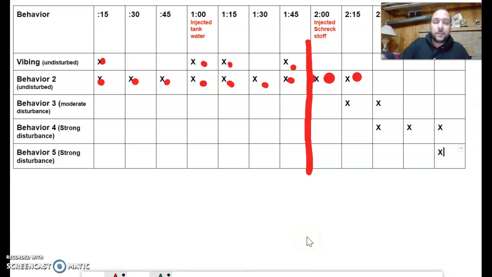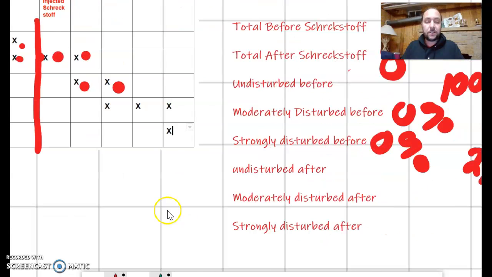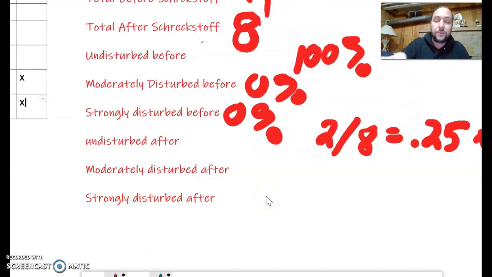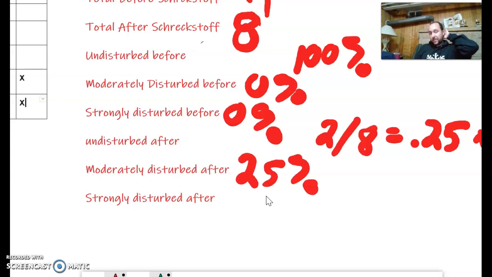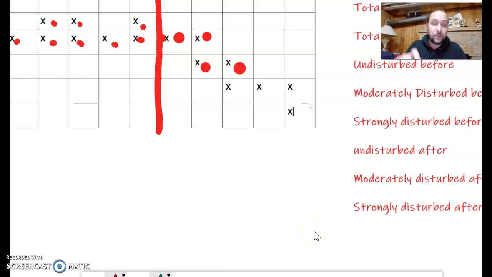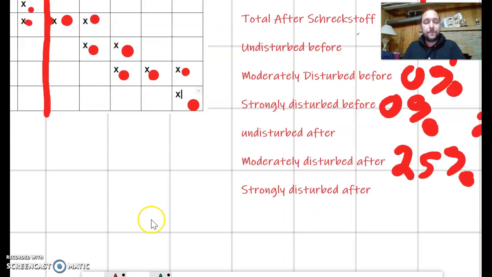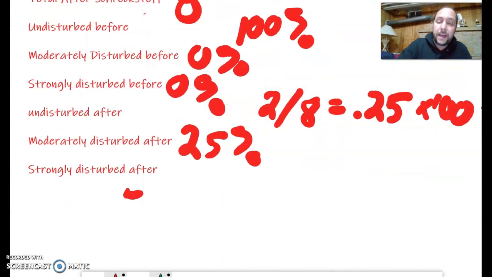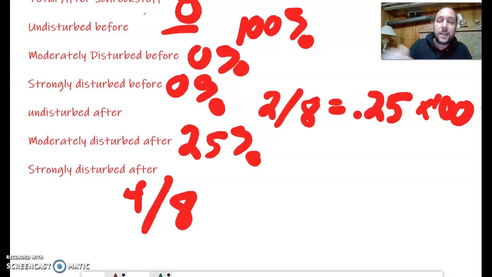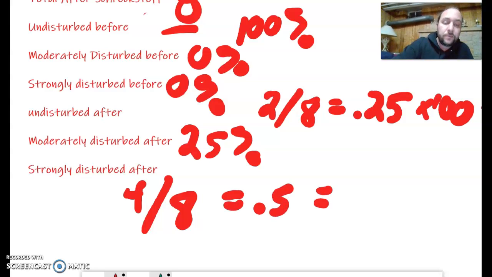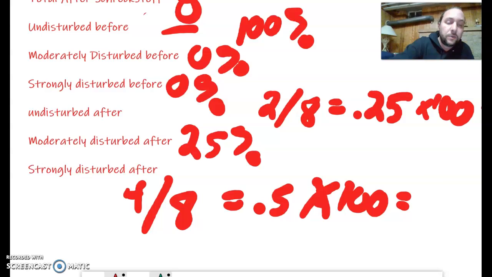Now let's consider moderately disturbed. Again, 1, 2. Right? So that's easy. I just did the math on that, so I can already say, without even having to write it all out, that 25% of the behaviors after Schreckstoff were moderately disturbed behaviors. Well, that should leave 50% that were disturbed if there's 4 of them. Have strongly disturbed 1, 2, 3, 4, right? How do I calculate that? If you need to do the math, that's 4 divided by 8, because there were 8 total behaviors, right? Equals 0.5 times 100 equals 50%.